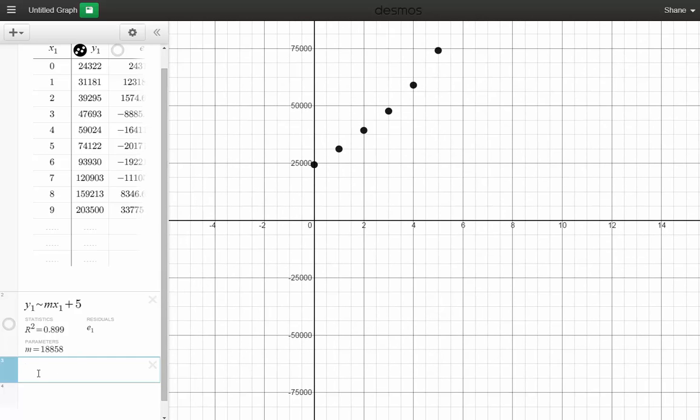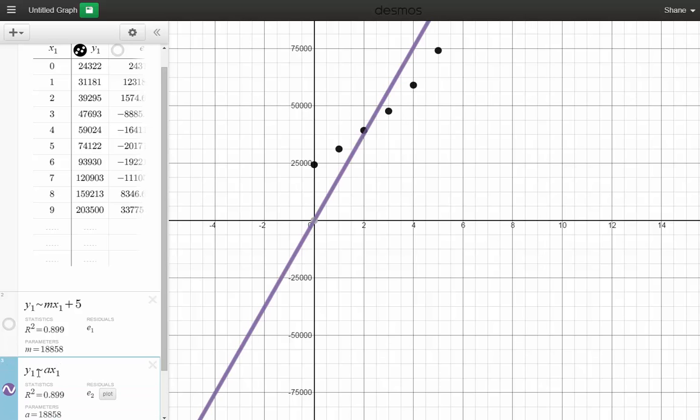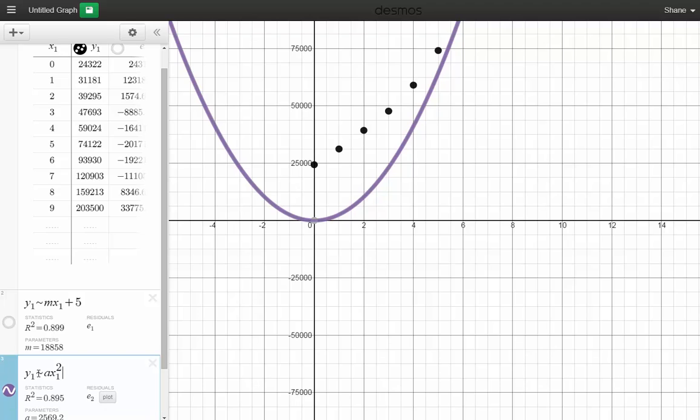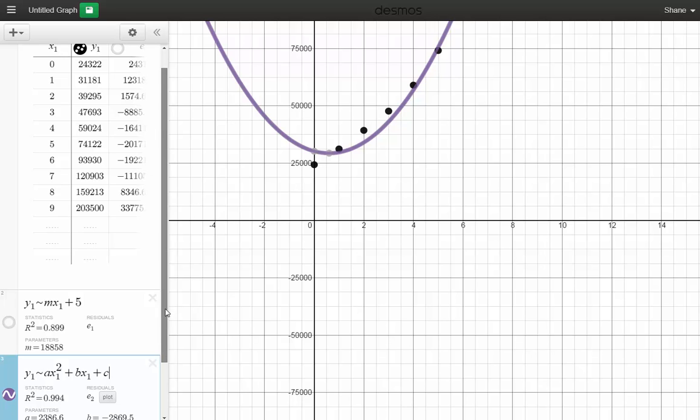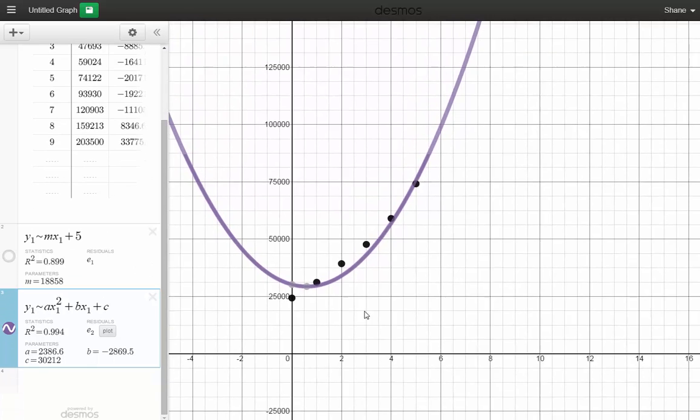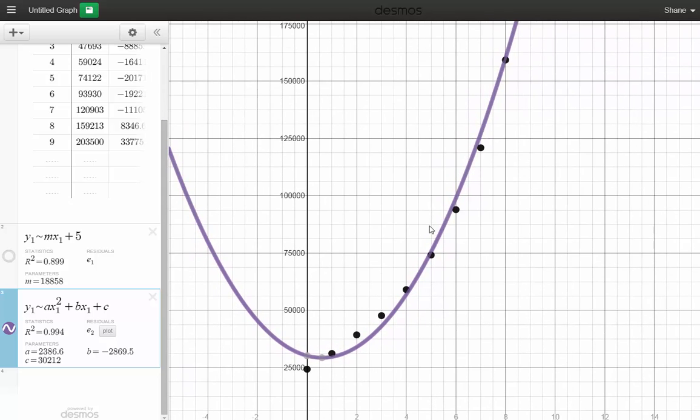So what we want to do is fit a curve that looks like this or has this kind of equation. y1, use your tilde, and remember the equation for a quadratic. It's going to be something times x squared, plus something times x. Got to get those ones in there so we're actually dealing with x sub 1, plus c. So ax squared plus bx plus c. And so Desmos finds the best curve of that form that fits the data.